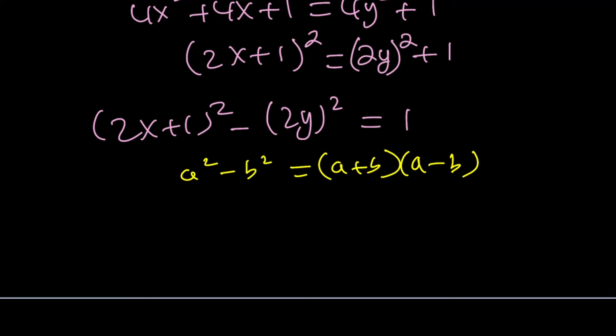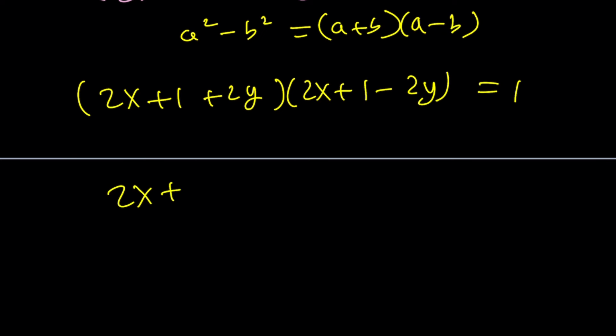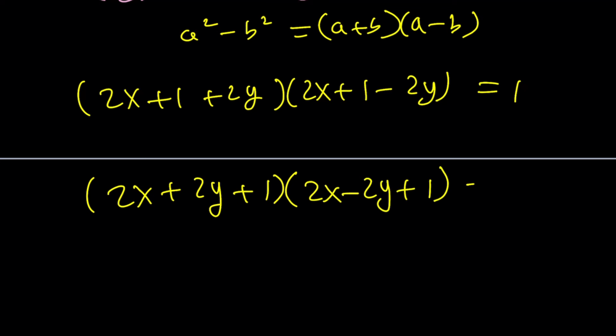Now, this expression can be factored into (2x plus 1 plus 2y) and (2x plus 1 minus 2y) from difference of two squares, and that's equal to 1. Let's go ahead and arrange these terms a little bit. Write it as 2x plus 2y plus 1, kind of like in standard form, and then 2x minus 2y plus 1, and the product is equal to 1. Now, it's very good to get 1 actually here, because 1 can only be factored in two ways: 1 times 1 and negative 1 times negative 1. So let's go ahead and look at each case. Case by case, we're going to solve this, right?